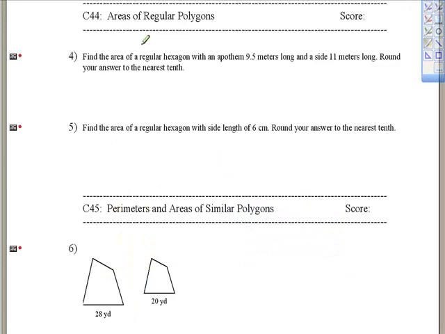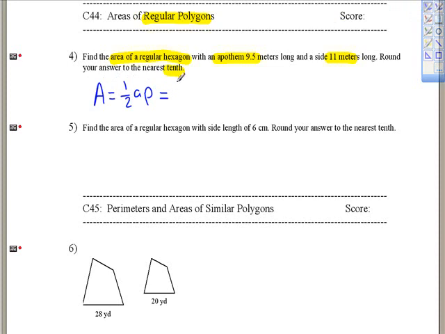Concept 44, areas of regular polygons. So these are regular. We've got to find the area of a regular hexagon. They give us the apothem, they give us the side, and tell us to round to the nearest tenth. So what's that formula for the area of a regular hexagon or regular polygon? Sure. Area equals 1/2 apothem times perimeter.